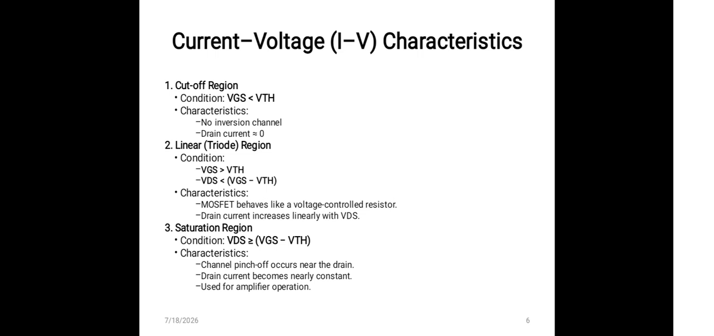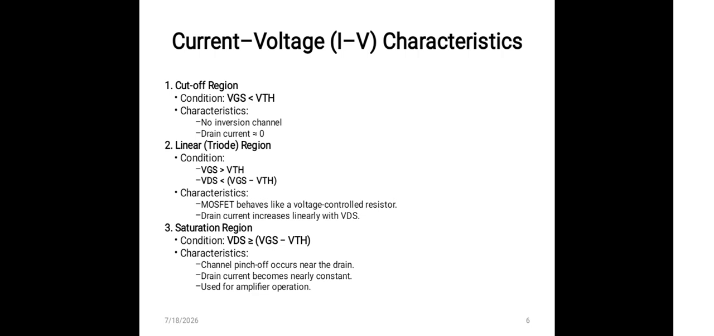Next is current voltage characteristics. The operation of the MOSFET can be divided into 3 regions, as we have seen in the previous slide. First one is the cutoff region. This occurs when the gate voltage is less than the threshold voltage and there is no inversion channel formation. Almost no current flows from source to drain. Therefore, the transistor acts as an open switch in the cutoff region.